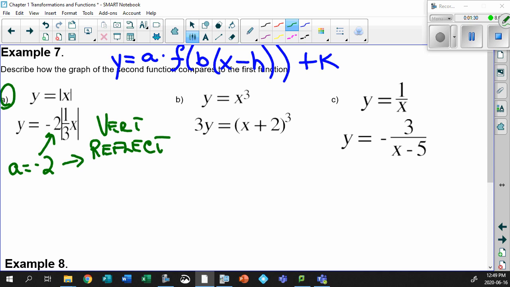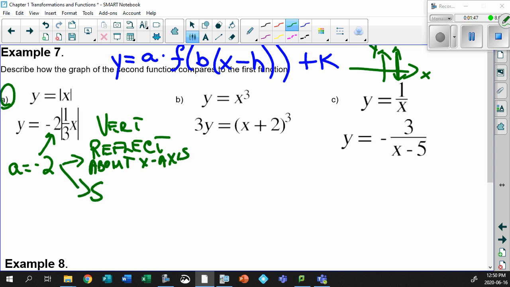And if we're going vertically, don't forget, here's our xy axis. If we're going vertically, we're crossing the x-axis. So it's a vertical reflection about the x-axis. And a stretch here of how much? Well, this is a stretch vertically of 2.